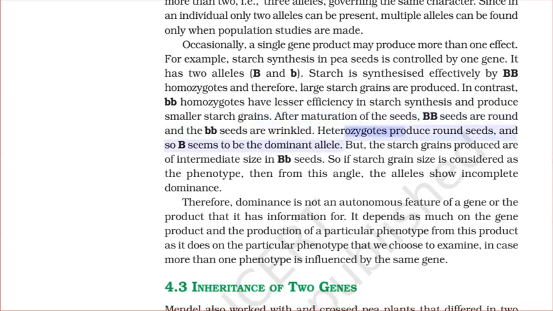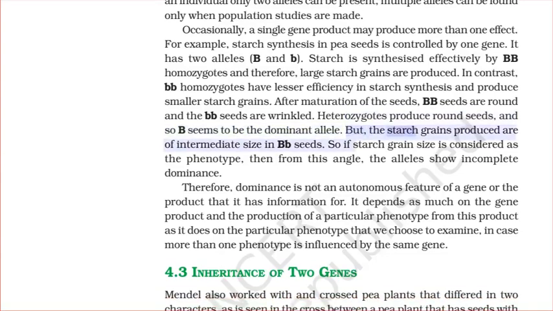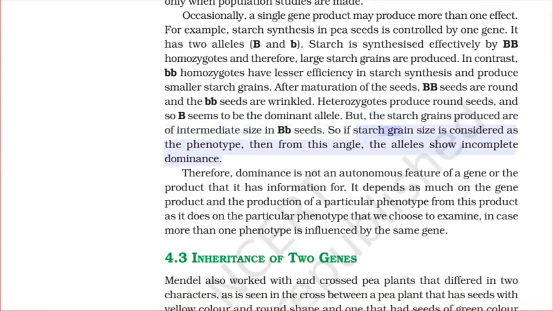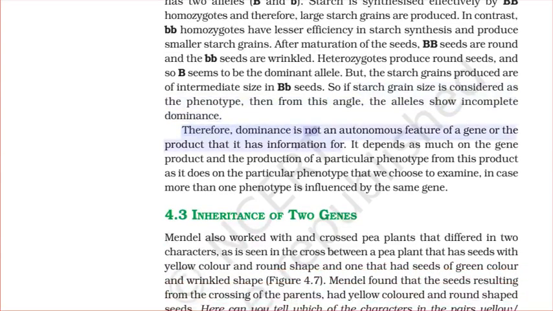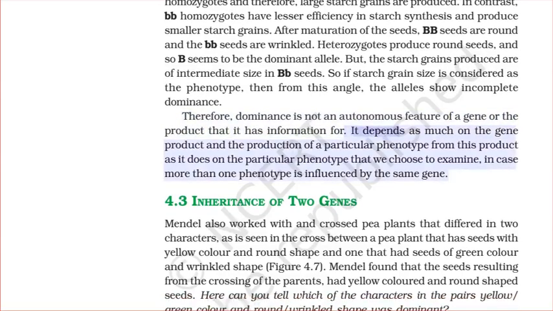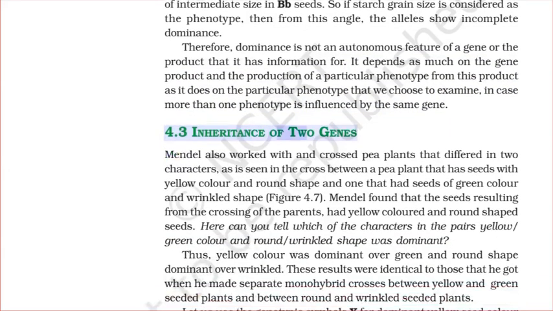Heterozygotes produce round seeds, and so B seems to be the dominant allele. But the starch grains produced are of intermediate size in capital B small b seeds. So if starch grain size is considered as the phenotype, then from this angle, the alleles show incomplete dominance. Therefore, dominance is not an autonomous feature of a gene or the product that it has information for. It depends as much on the gene product and the production of a particular phenotype from this product as it does on the particular phenotype that we choose to examine, in case more than one phenotype is influenced by the same gene.